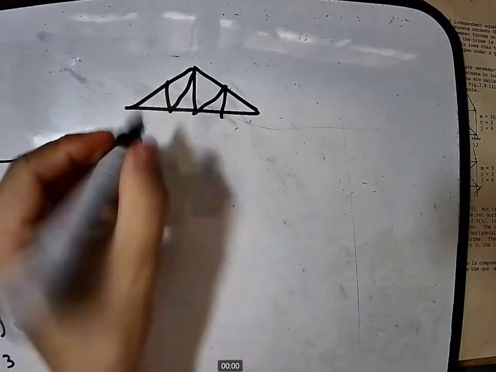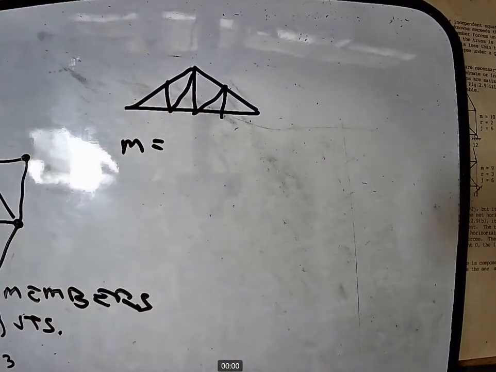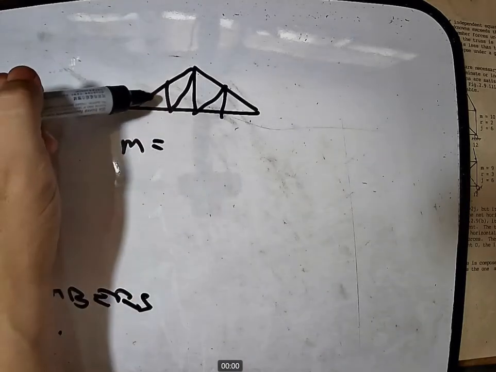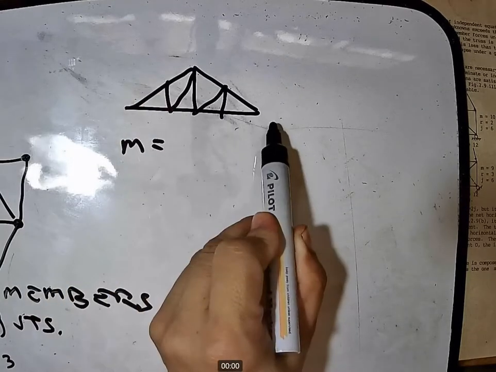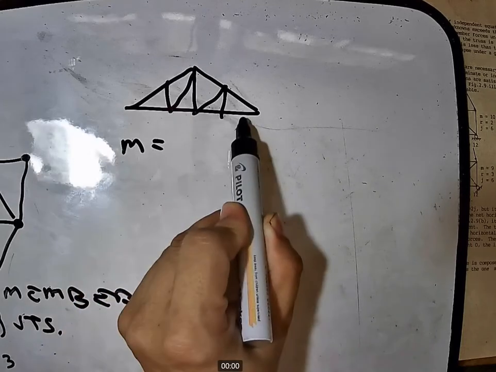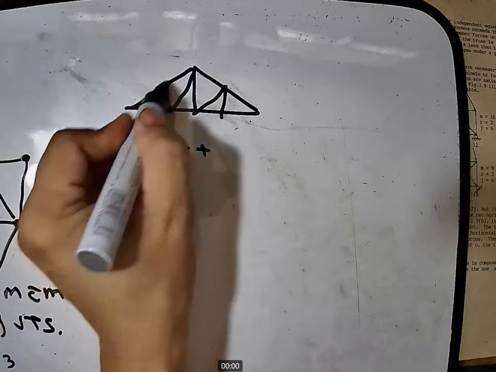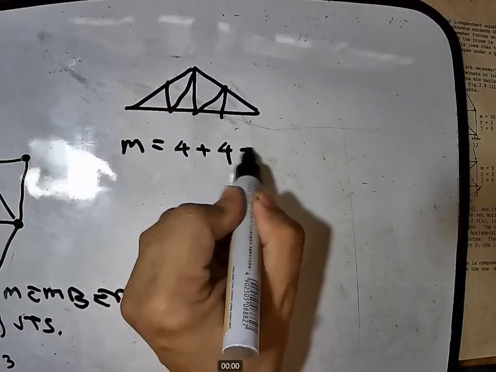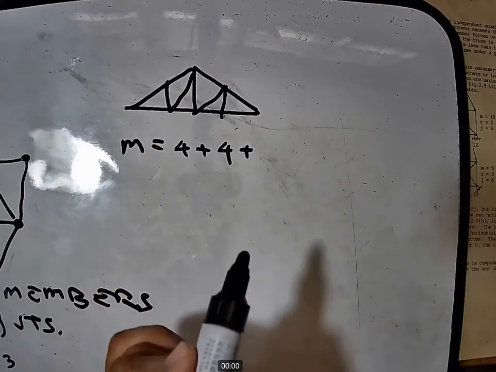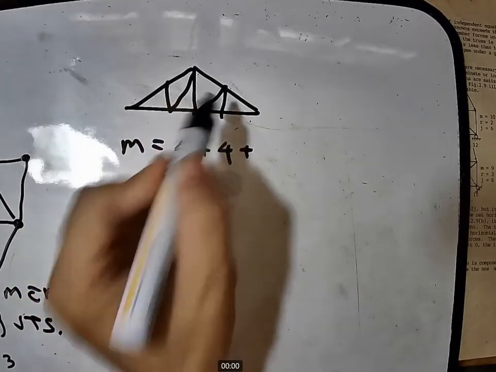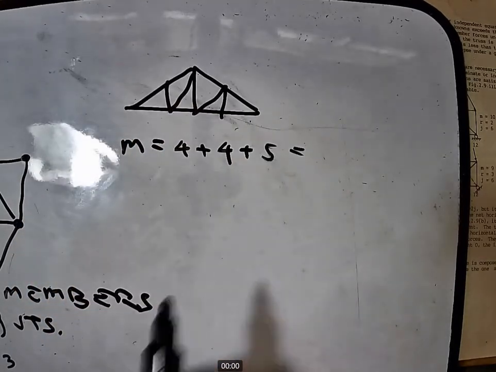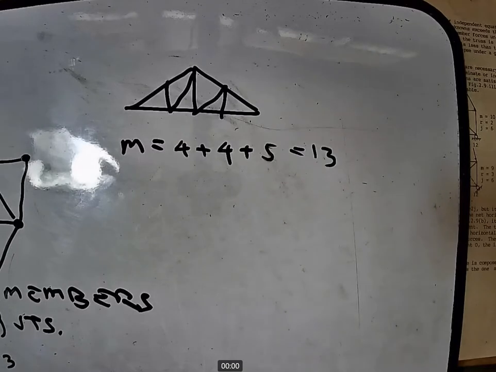Yan. So, how many members? Magstart tayo sa baba, bottom chord: 1, 2, 3, 4. Tapos sa top chord, yung taas: 1, 2, 3, 4. Plus yung webs: 1, 2, 3, 4, 5. Okay, all in all, you have 13.